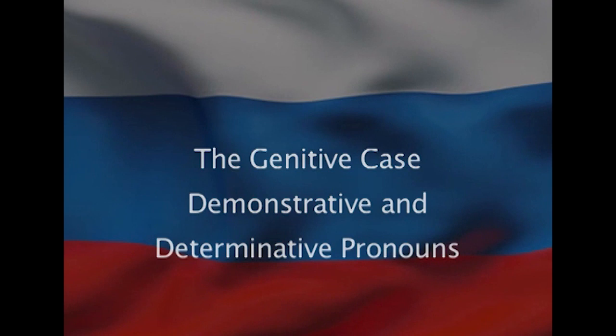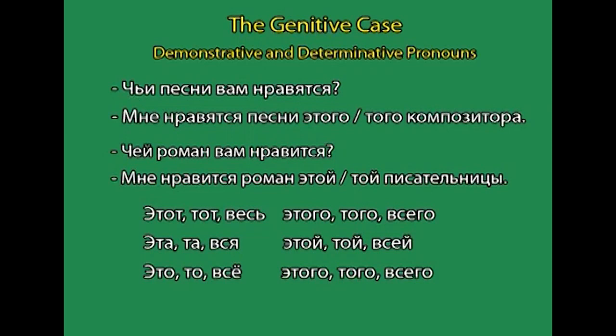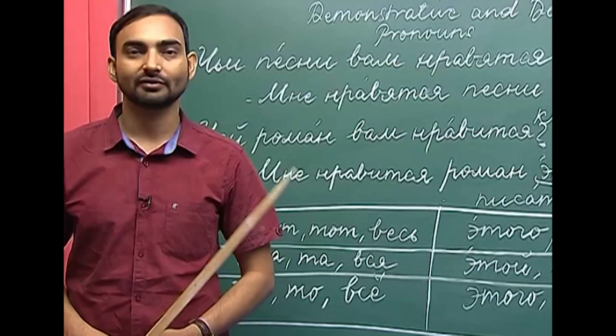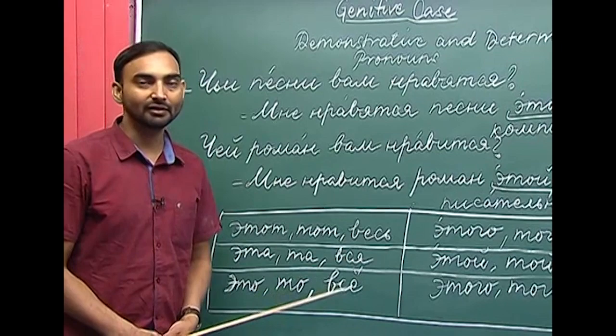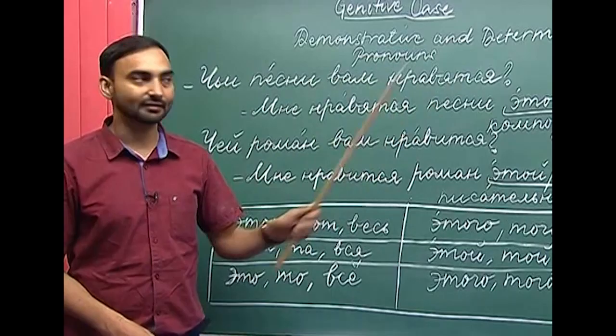We will now look at the declension of demonstrative and determinative pronouns in the genitive case. So, what happens when demonstrative and determinative pronouns are used in the genitive case? Again, we will look at the changes through their use in sentences. For example, I have written some questions here.